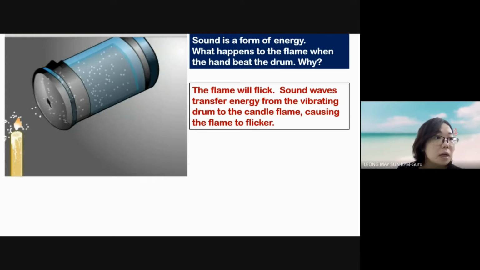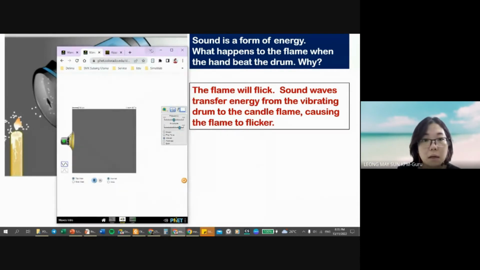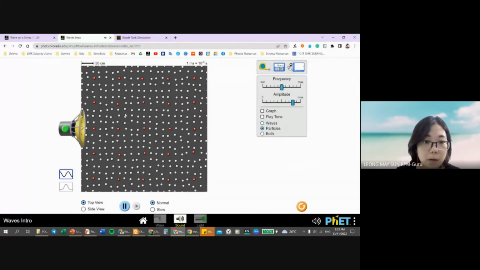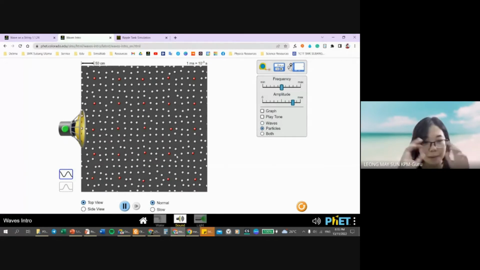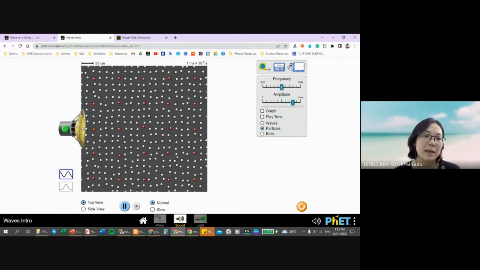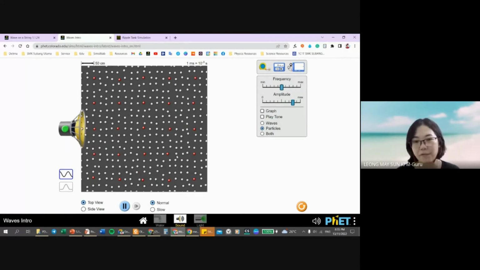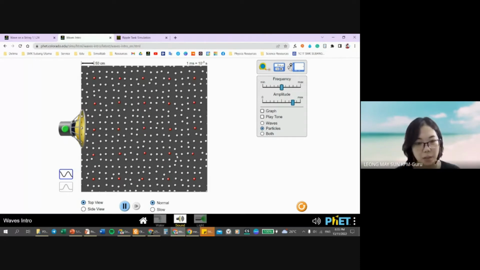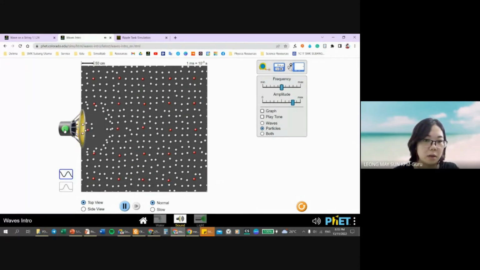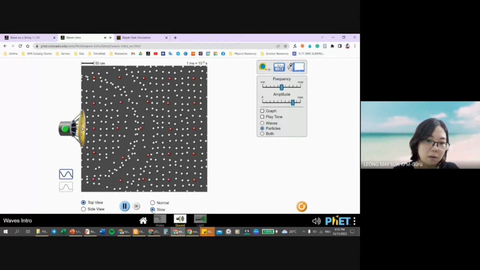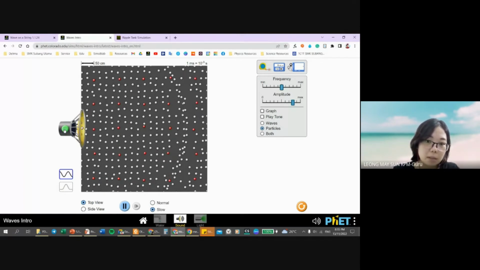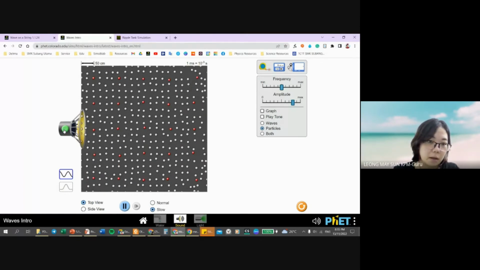Okay, so in terms of air particles, this is a simulation I have over here. I'm going to change it to particles. All these are air particles, assuming that they are nicely arranged, okay? Because we know air particles, gas particles, are supposed to move very randomly all over the place. So if I were to play a tone, watch how it moves. I'm putting this at slow motion already. So I'm going to disturb this again.